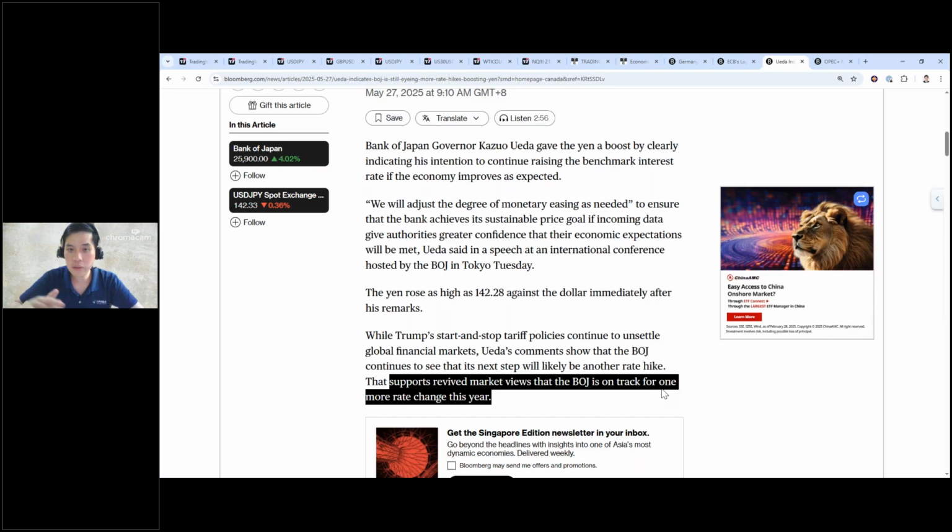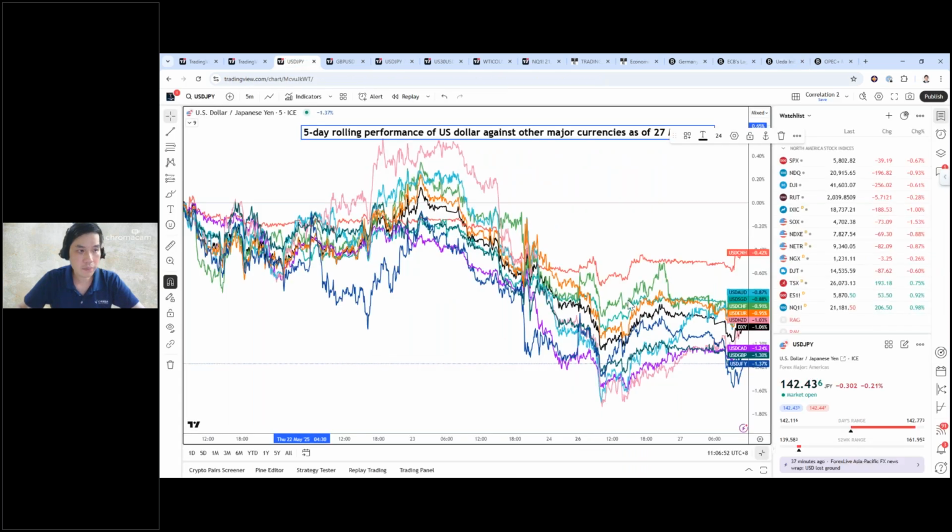So that actually causes the yen to strengthen against the dollar, and by that also creates a negative feedback loop into the other currency pairs as well, especially against the sterling dollar.